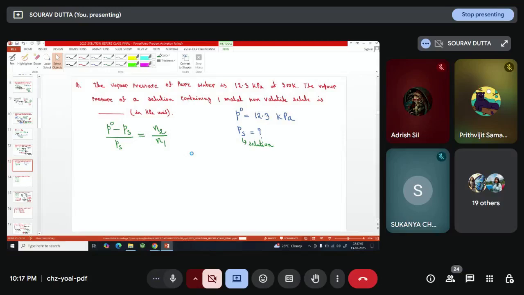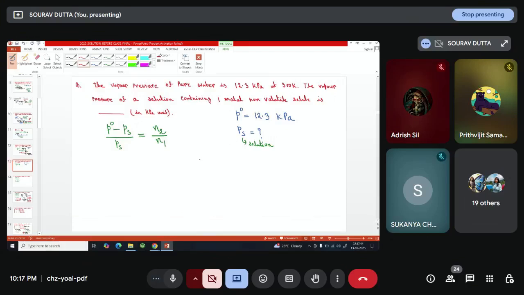But the problem is N2 and N1 are not directly given to you, but there is some very useful information, that is 1 molal non-volatile. What is the definition of molality? Molality means how many moles of solute molecules are in 1 kg of solvent. So 1 molal means 1 kg solvent contains 1 mole solute.